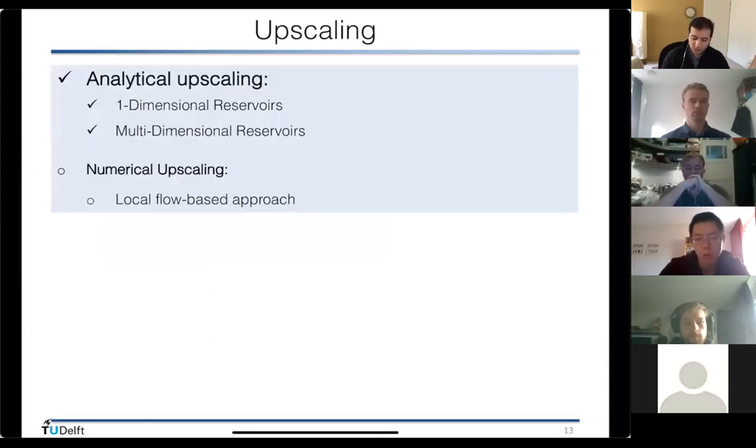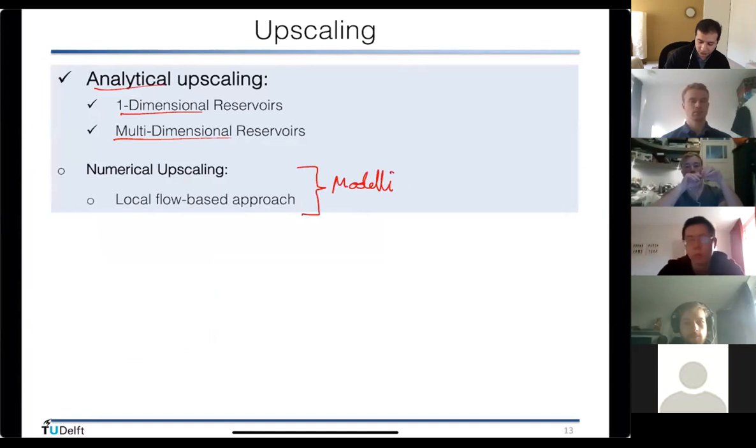So with that, I'd like to now go and do some upscaling. Let's get those things and get the effective permeability, to get a better understanding of what these mean. First, I do one-dimensional analytical. Then at the end, we do multidimensional analytical. Numerical will be in the modeling course, the reservoir simulation course.